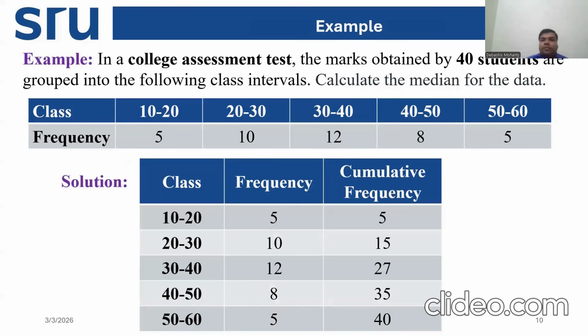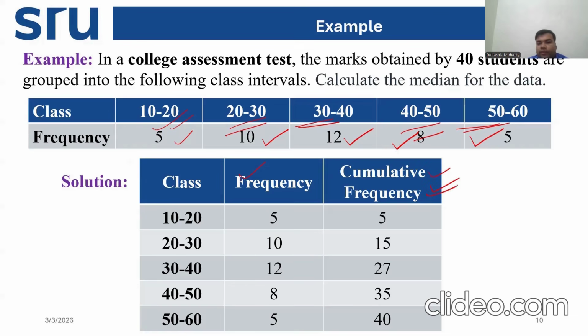So here is one appropriate example to calculate the median of grouped data. In a college assessment test, the marks obtained by 40 students are grouped into the following class intervals, and we need to calculate the median. In the question, the class intervals are 10 to 20, 20 to 30, 30 to 40, 40 to 50, and 50 to 60, with frequencies 5, 10, 12, 8, and 5. So we will arrange it in tabular form.